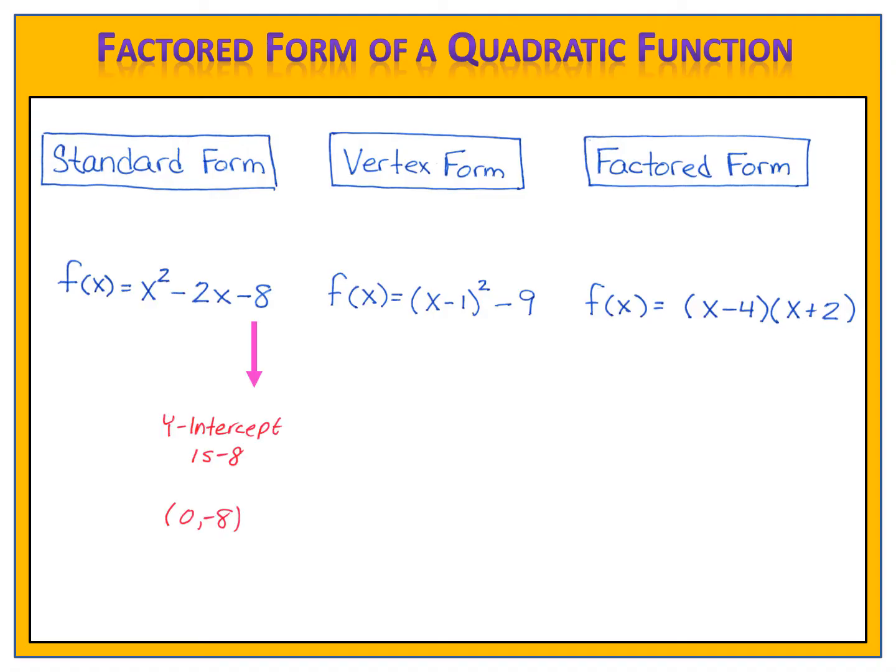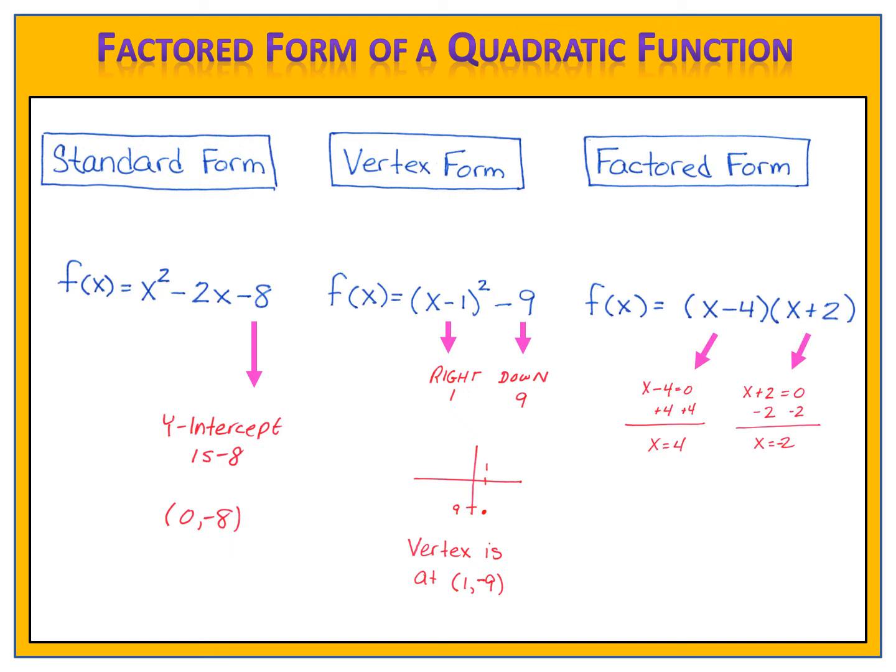The standard form, for example, tells us the y-intercept. In this case, we can see from the -8 at the end that the y-intercept is at the point (0, -8). The vertex form tells us about the shift of the function from the origin. This function shifts right 1 and down 9, which tells us that the vertex is at the point (1, -9). The factored form tells us about the zeros. If we take each of the factors and set them equal to 0, we can learn the location of the zeros of the function, and that's what we're going to learn about today.